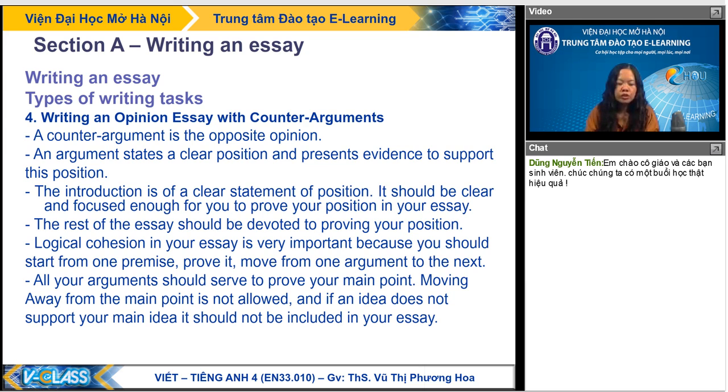Okay, now I've just presented some types of writing tasks. It's very important for you because these are types of writing tasks you must do in the writing task. Okay. Now, I hope you have any questions. We have 4 types of writing tasks.